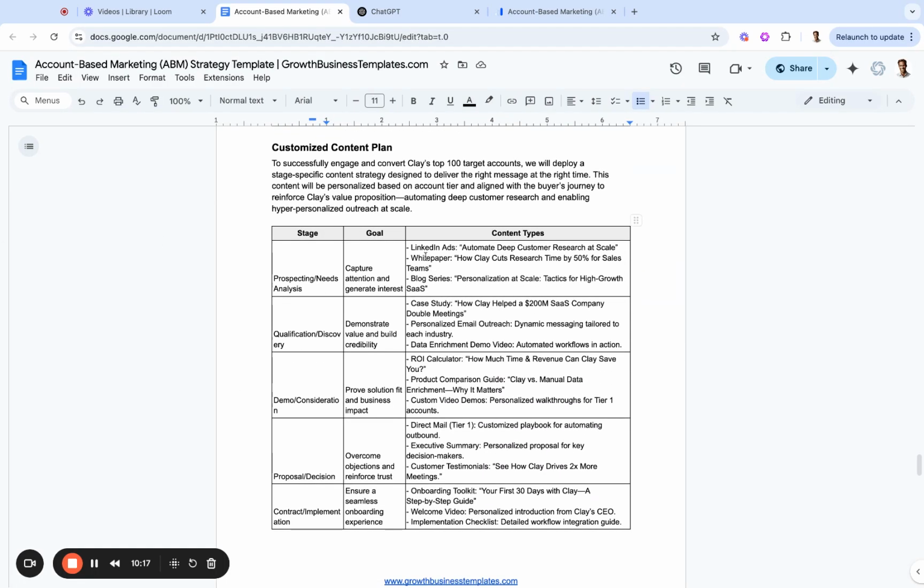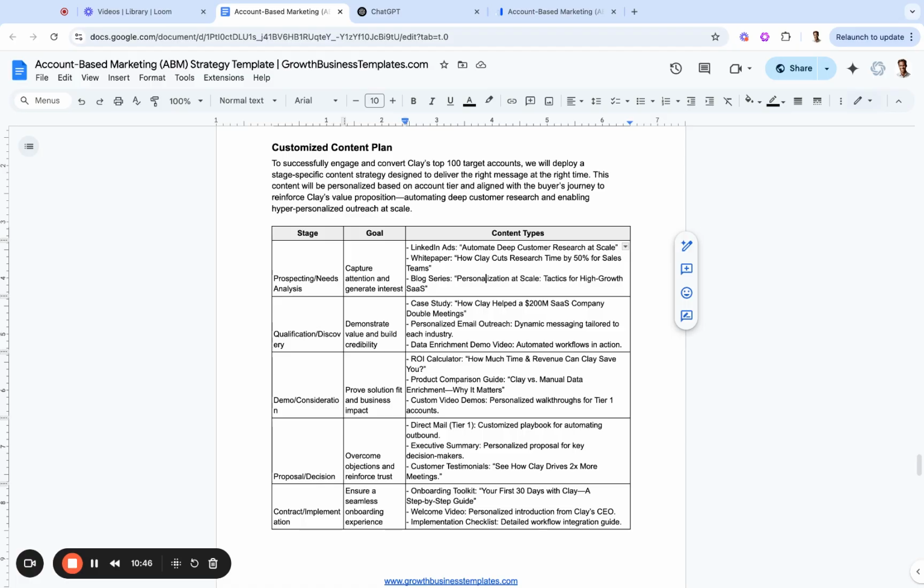So here are some actual examples of what these ads and white papers might look like to support your personas at the different stages in their buying journey. Really interesting. You've got the ROI calculator here, product comparison guides. So this is for Clay. Clay is a very interesting and powerful data enrichment platform. I won't go too much into that, but you should check it out, clay.com.